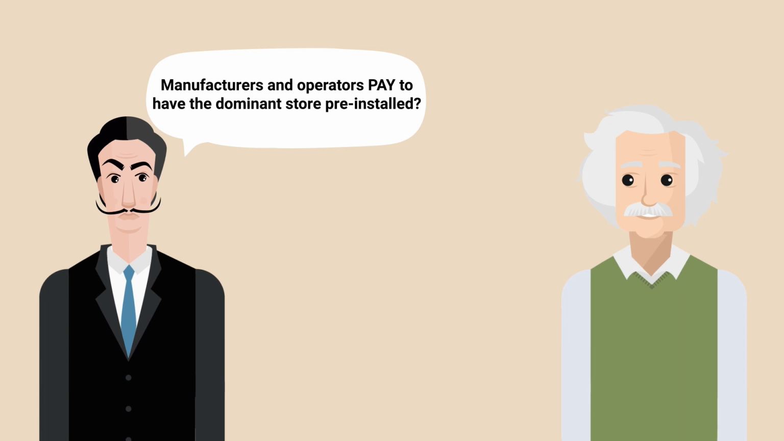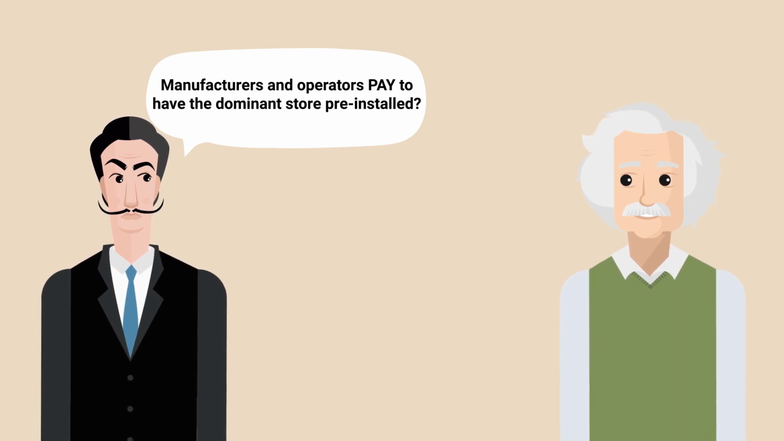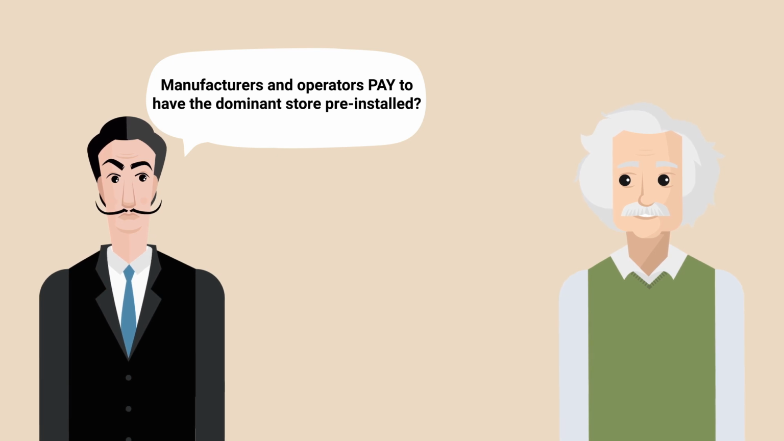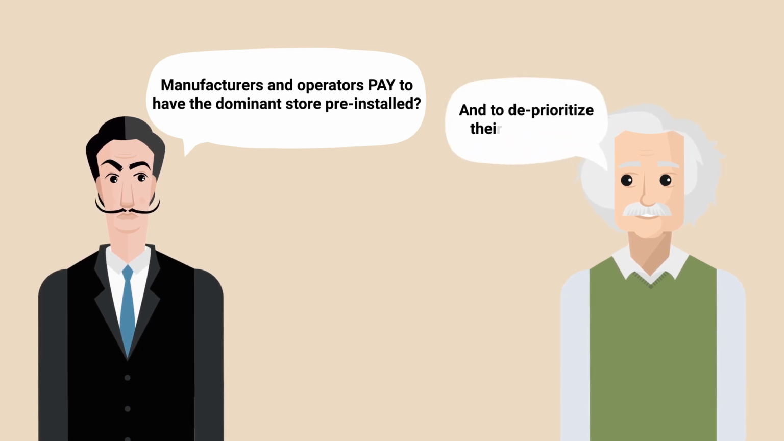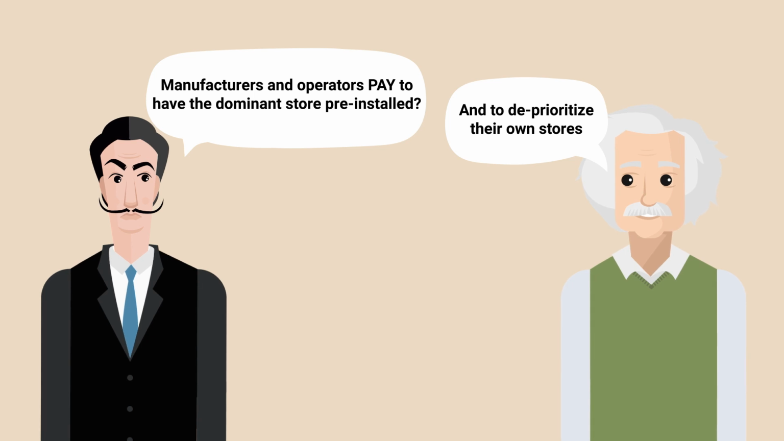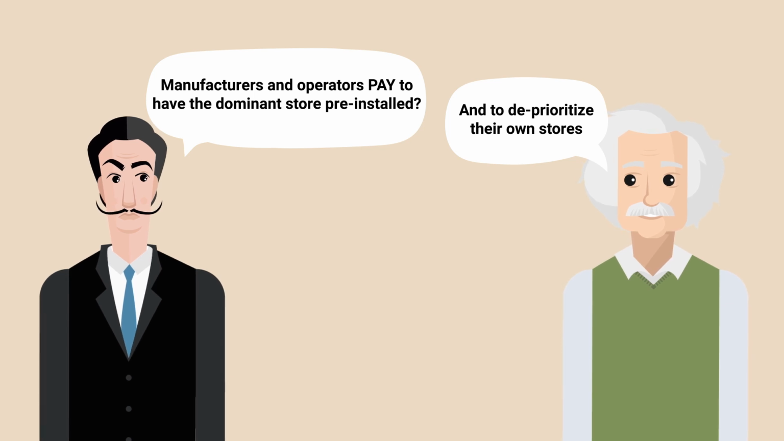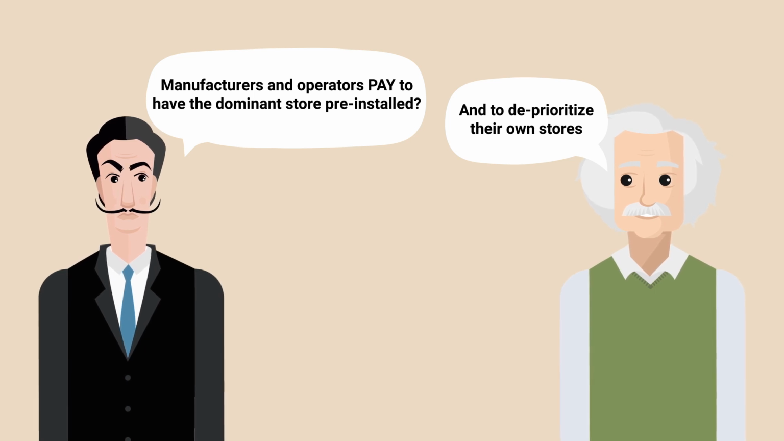Smartphone manufacturers and carriers have to pay to get the dominant app store pre-installed in their own phones. Shouldn't it be the other way around? Yes, and they also pay to deprioritize their own app stores. Because, remember, they are not allowed to place competing stores next to the dominant one. So they have to hide their stores somewhere else, deeper in the phone, making it more difficult for users to find them.